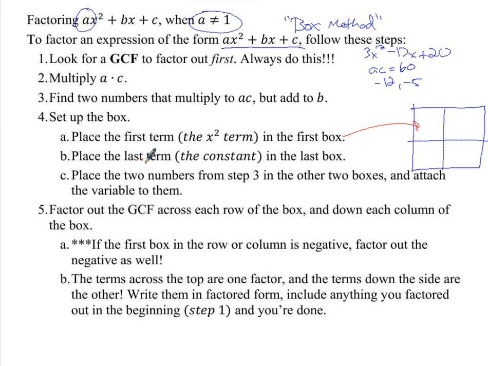Place the last term, the constant term, in the last box. So this guy goes right there. The constant term, not the AC, the constant term. Then part C, place the two numbers from step 3 into the other two boxes and attach the variable to them. So we're taking this negative 12 and this negative 5. We're tacking the variable onto them, and that negative 12 is going to go there, and that negative 5 is going to go there. So I have negative 12x, negative 5x.